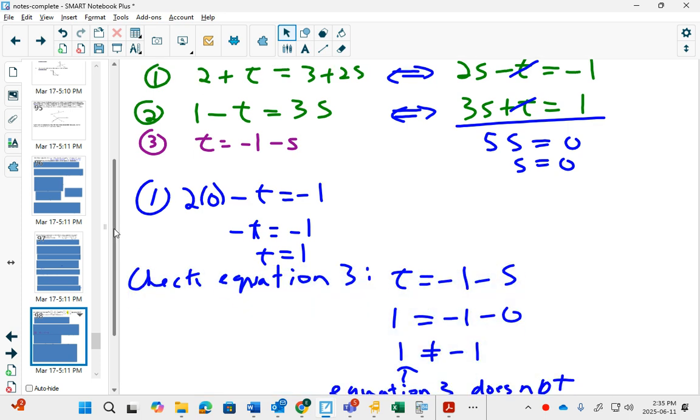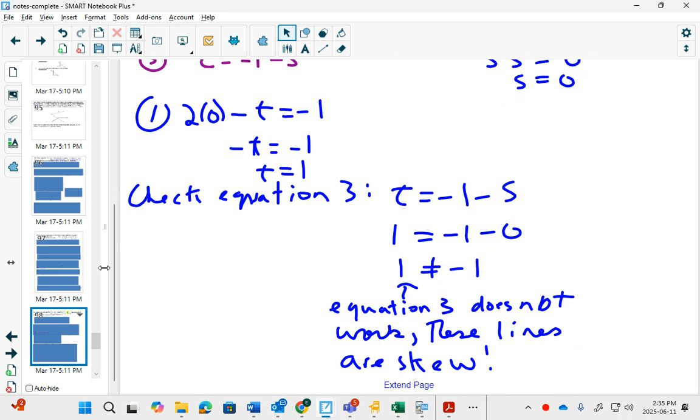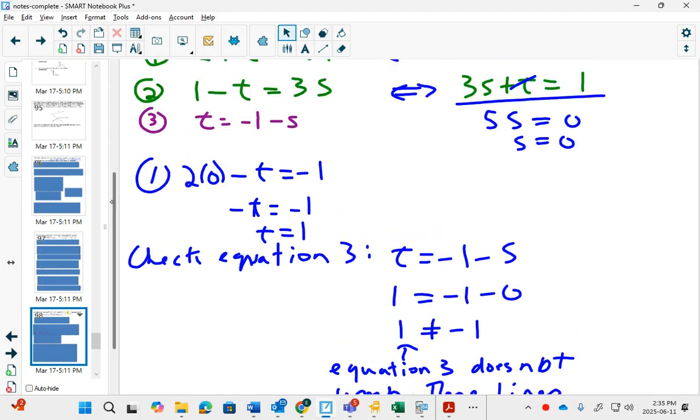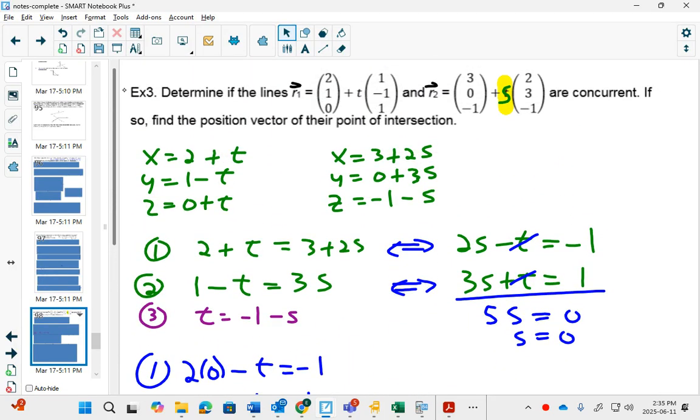So I check equation 3. Oh. And when I plug in S is 0 and T is 1, it doesn't come out to be true. So that tells us these lines are skewed. If it ended up being true, then you could take either S equals 0 or T equals 1 and plug it into the original equation.